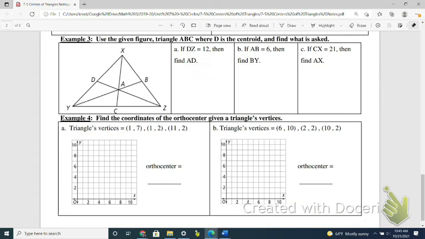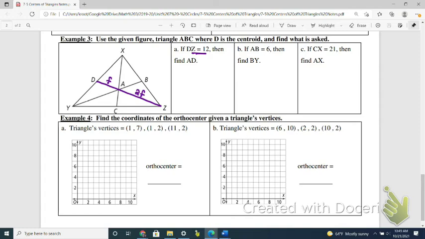So, for example 3, triangle ABC and D is the centroid. We're going to find what's asked. If DZ, so if this whole line is 12, find AD. Well, DZ is the whole, so that means this smaller part, and let's use F because I want to use a letter that's not there, would be F, which means this top half would be 2F, because the larger one is twice as big as the smaller.